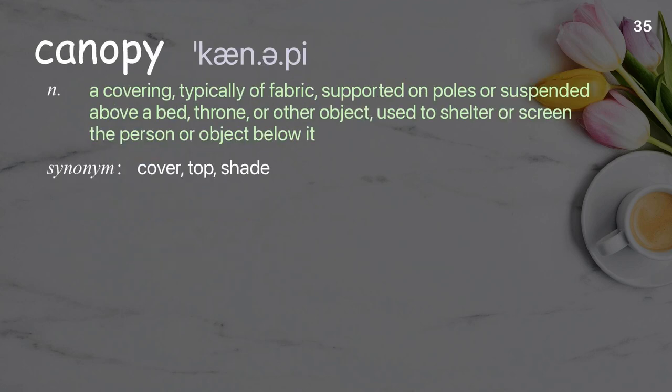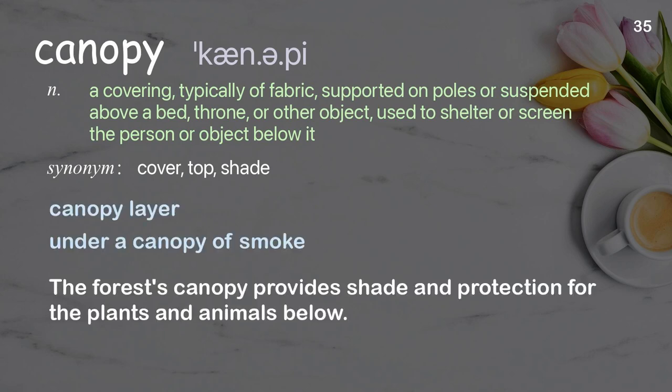Canopy. A covering, typically of fabric, supported on poles or suspended above a bed, throne, or other object, used to shelter or screen the person or object below it. Examples: canopy layer, under a canopy of smoke. The forest's canopy provides shade and protection for the plants and animals below.